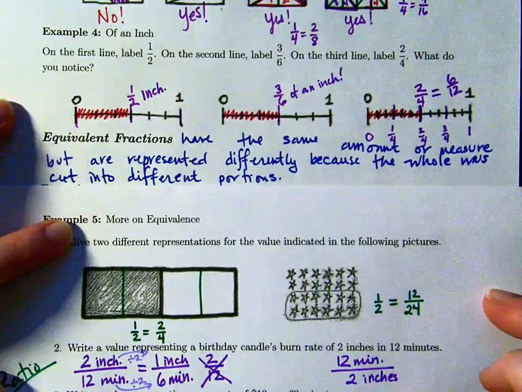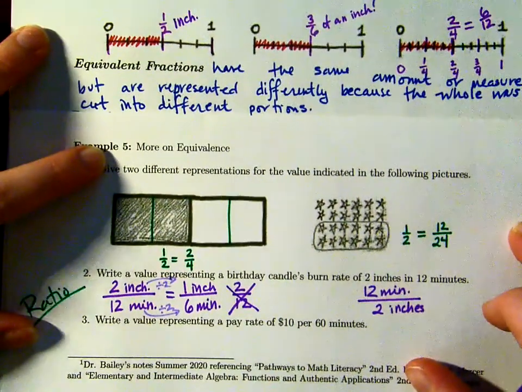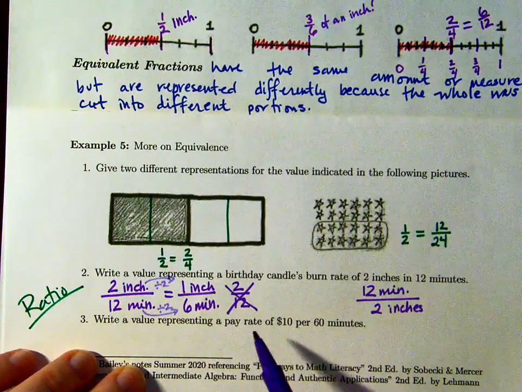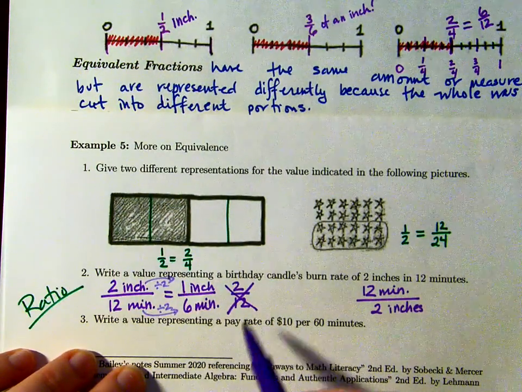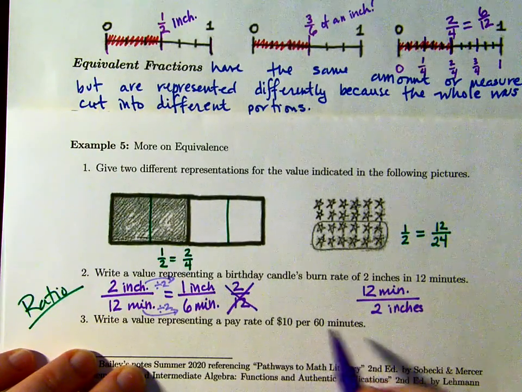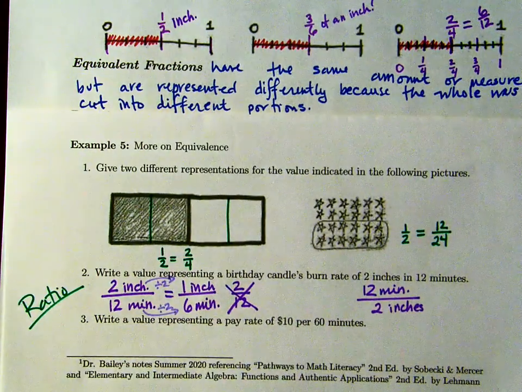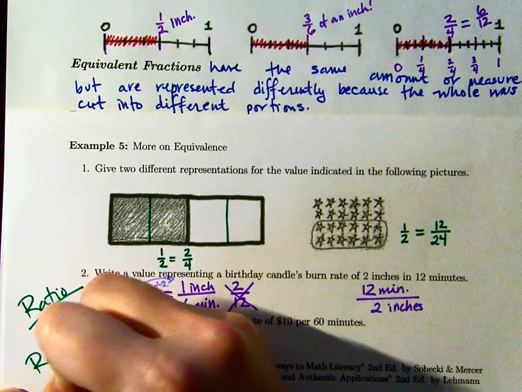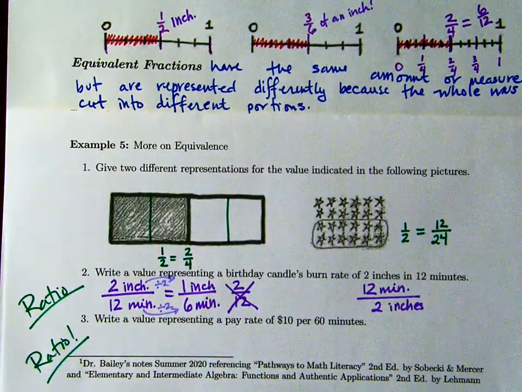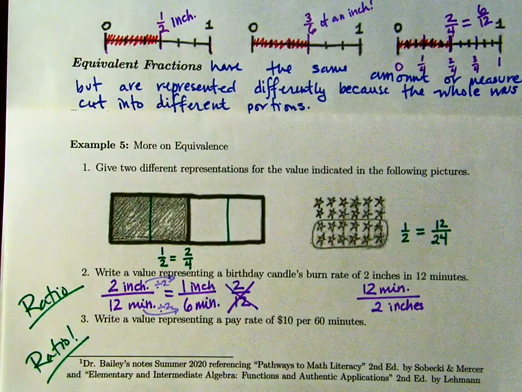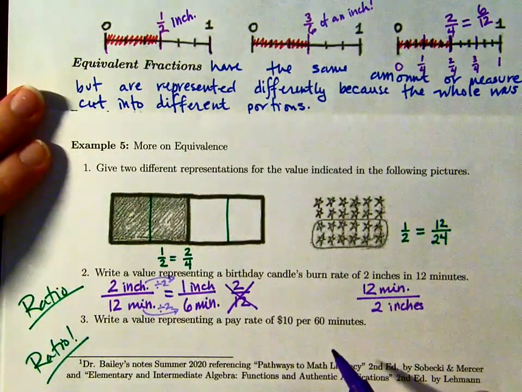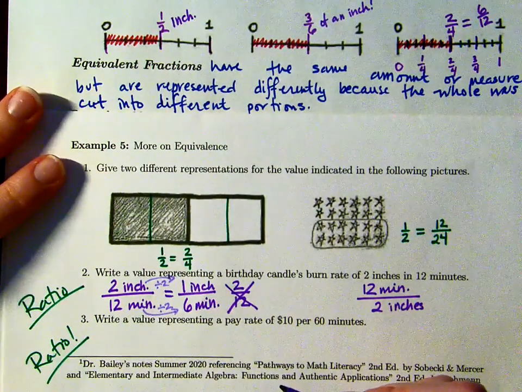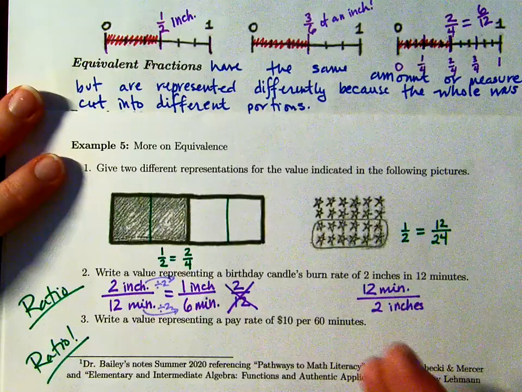Okay, so labeling these wholes, that's a good idea in general. Write a value representing the pay rate. Now, again, I see this word rate and I see dollars and minutes. So I know immediately when I have 2 different units, I have another ratio. And I'm going to need to label them. So label, label, label. This class is all about labeling because everything is in a situation.